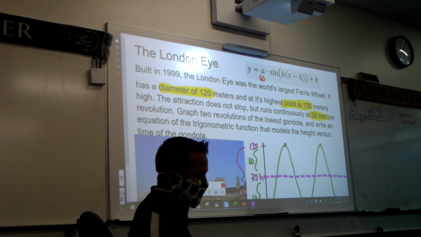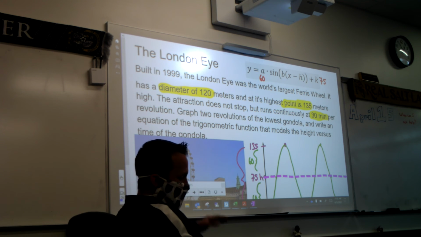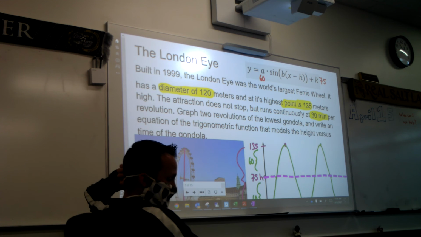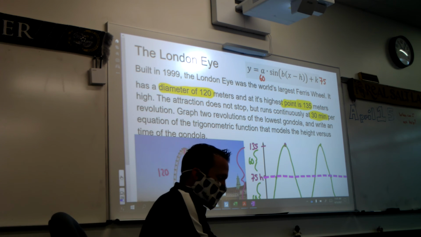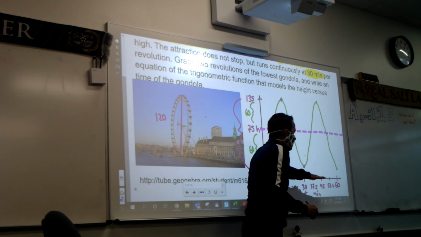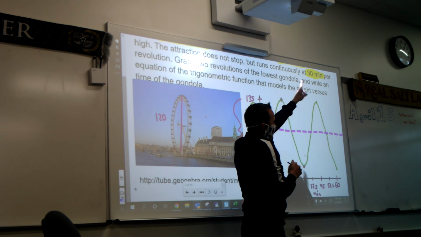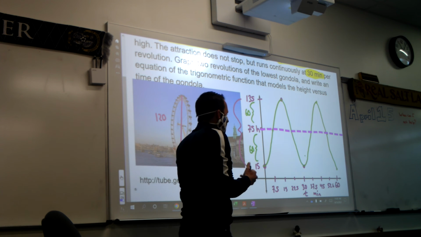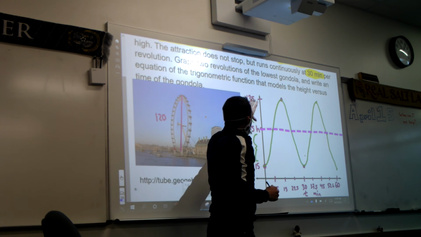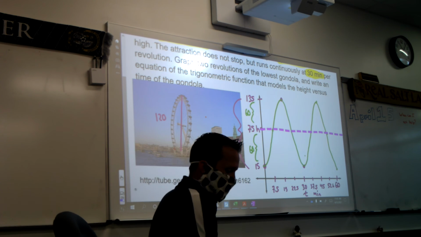Now, what did we say the midline was? 75. That goes right there. Why is it 75? K is your midline. If you think about this, sine waves normally start down here with the midline at 0. So the midline is now at 75. If I add 75, that's how you make the new midline, times the amplitude, make the amplitude 60 so that it stretches it.